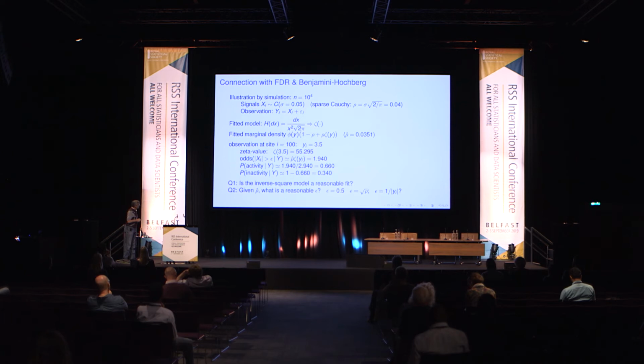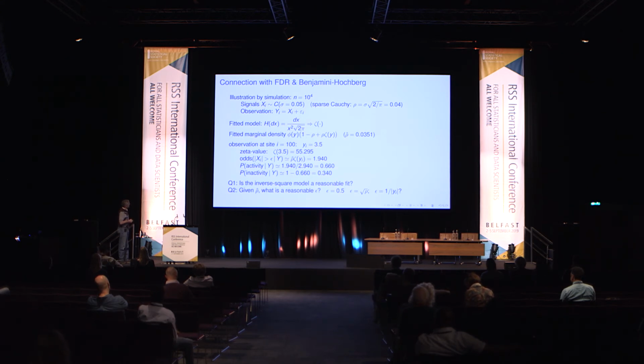So what are the implications of that? Here, one of these sites, there are 10 to the 4 of them. Let's take site 100. Let's suppose that yi is 3.5. The question then becomes, at least in part, what is the probability that there is an appreciable signal at that point? Well, in terms of p-values, the p-value here is about 1 in 1,000 or less. So the p-value is quite small. The zeta function is 55.